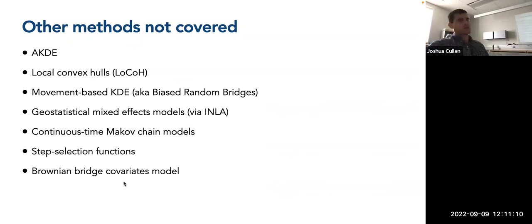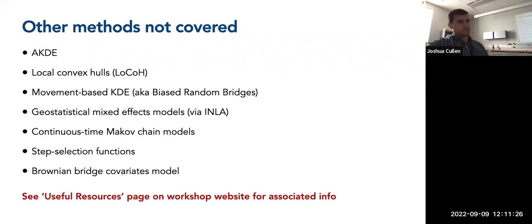There's also a Brownian bridge covariates model that's been recently developed by the same author that developed the DBBMM that essentially is using environmental covariates to inform this Brownian bridge movement process. And if you have any interest in looking into some of these other methods, you can also look at the useful resources page on the workshop website, and that has a bunch of other links for different tutorials or papers that are related to these things.